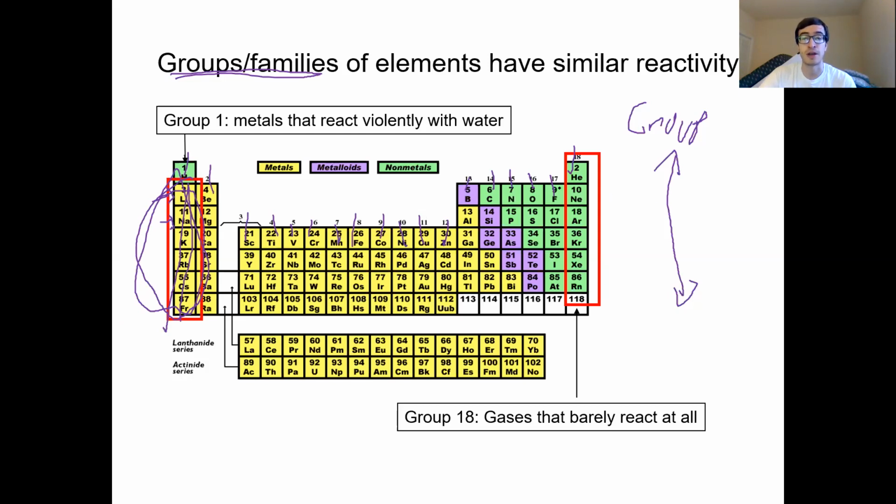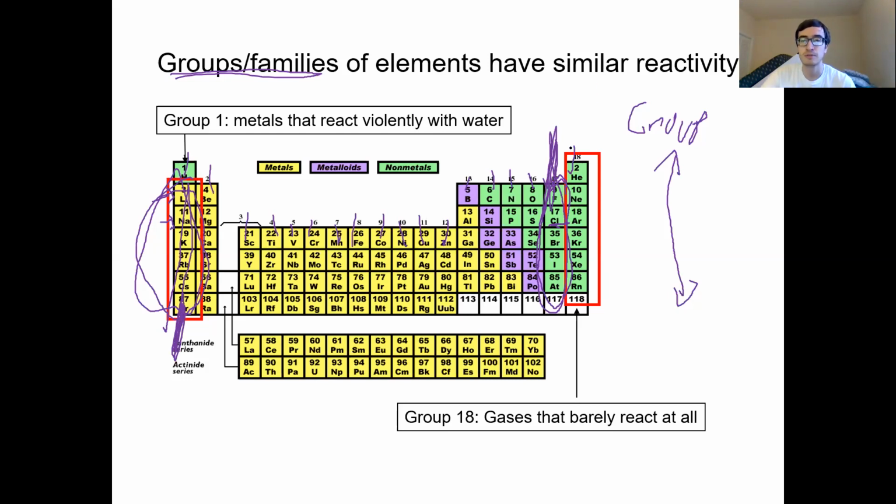Another group that is very reactive is group number 17, right here. Group 17, like that has chlorine in it, is only missing 1 electron from their outer shell. So that's what makes them very reactive: these guys over here, group 1, only have 1 electron on their outer shell. These guys, group 17, are only missing 1 electron from their outer shell.